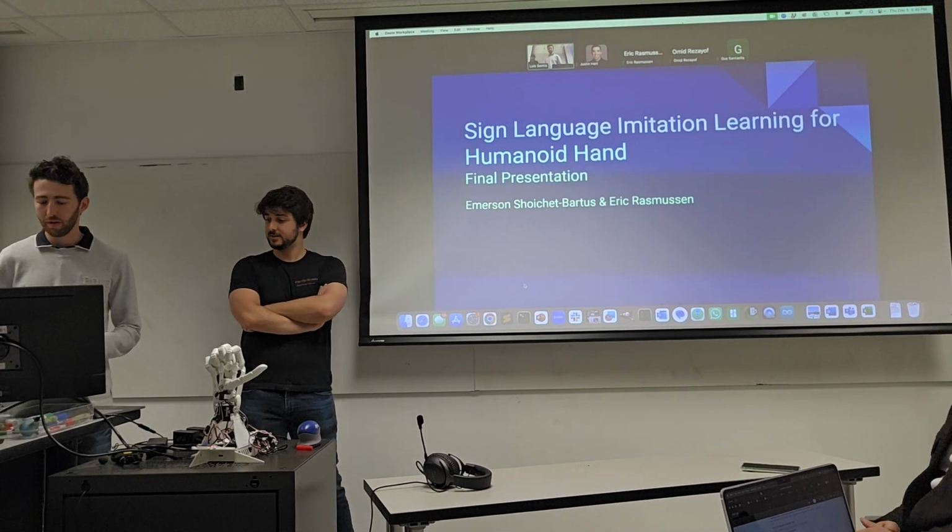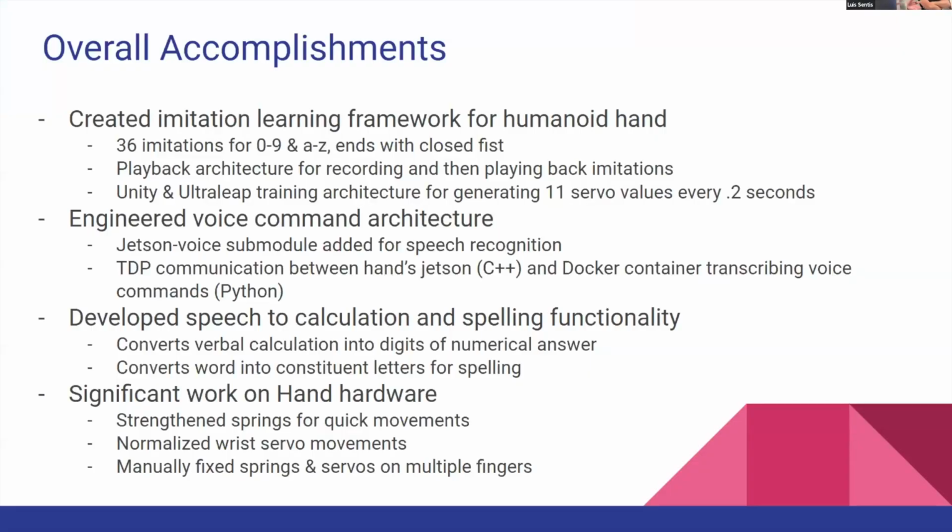So we did sign language for imitation learning for this hand. Just a quick overview of the overall things we accomplished. We created an imitation learning framework for the humanoid hand. In total, we made 36 imitations, for numbers 0 through 9 and letters A through Z. We made the architecture for recording and playing back the imitations, and then we made an architecture in Unity and Ultraleap for generating servo values for the imitations about every 0.2 seconds. We also put a Jetson voice module on the hand.